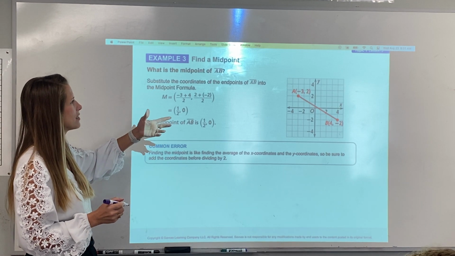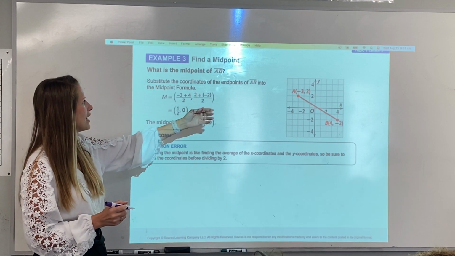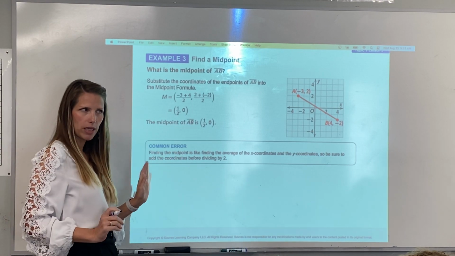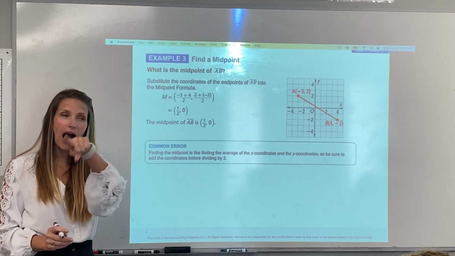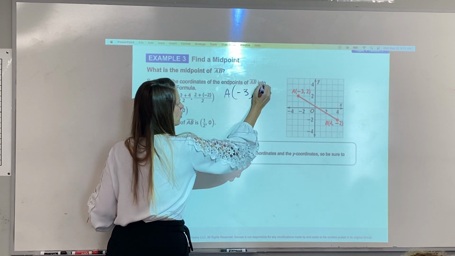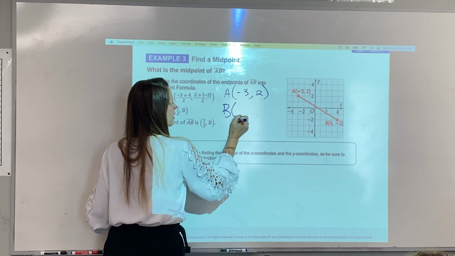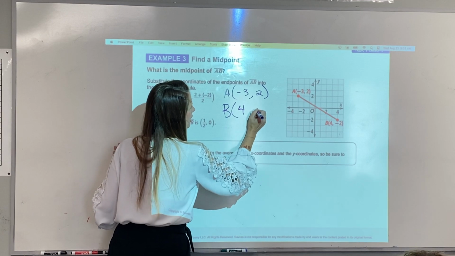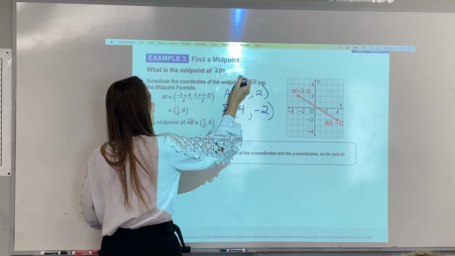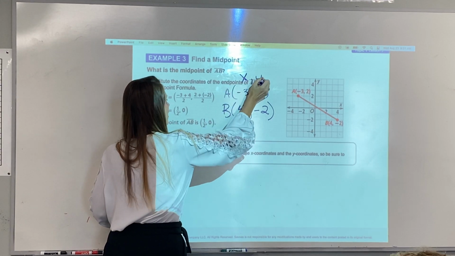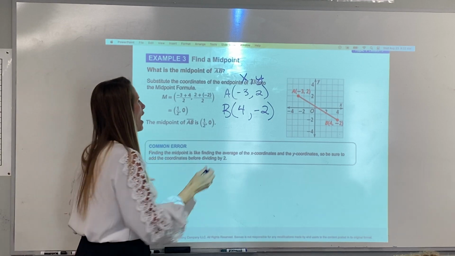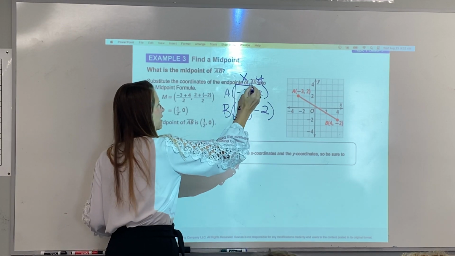Substitute the coordinates of the endpoints into the midpoint formula. I like to write my endpoints on top of each other, and I'll show you why. Okay, I'm gonna say A is (-3, 2), and B is (4, -2). The reason I line it up like that is because then I have my X's and my Y's all lined up for me.